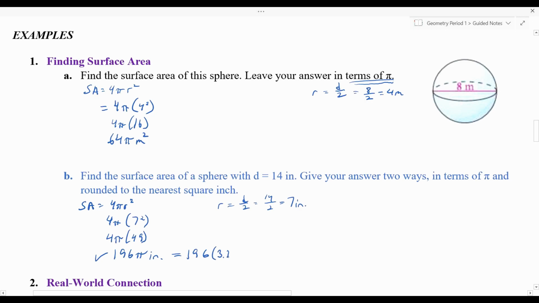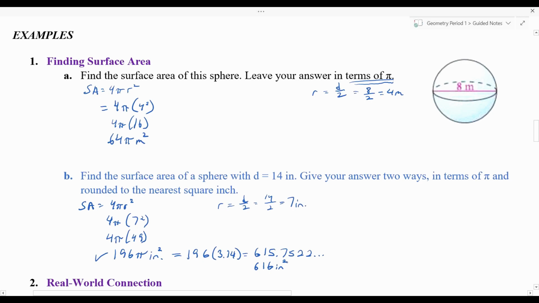times 3.14. Okay, and when we multiply that, we get 615.7522, and it keeps on going, and we round it up to the nearest square inch. So the nearest square inch is the nearest whole number, so this is going to be 616, and this needs to be square inches over here, right? And it's going to be square inches over here as well.